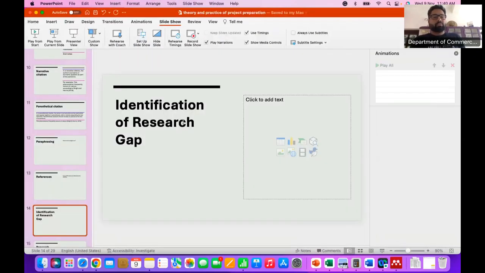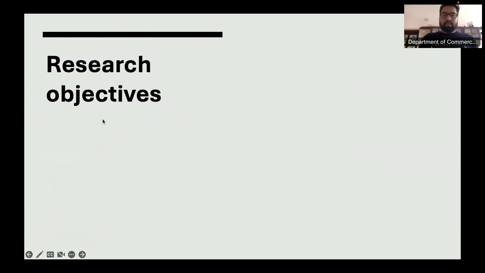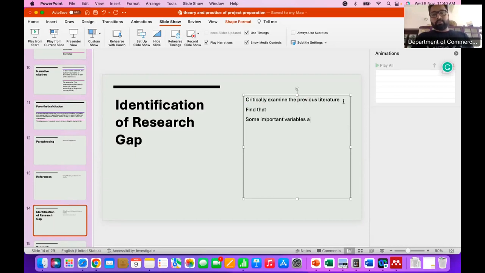So again, go back to the project process: identification of the research gap. After the review, you will be able to understand what kind of study is done and what kind of aspects are studied. You can find that some of the work has not been done properly, and some work eliminated some variables. So you critically examine the previous literature and find that some important variables were not considered.